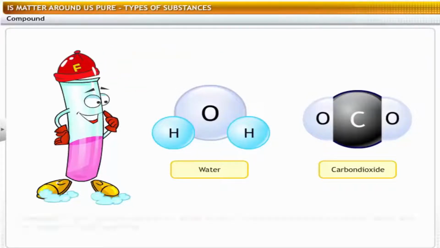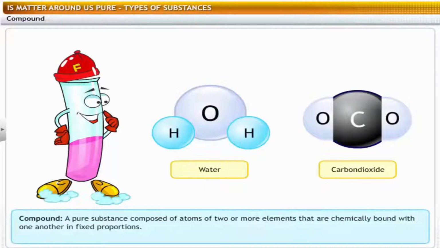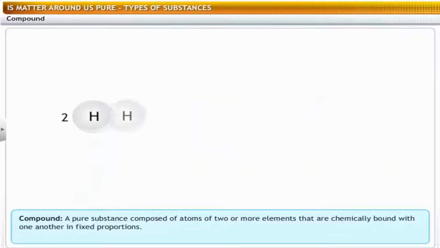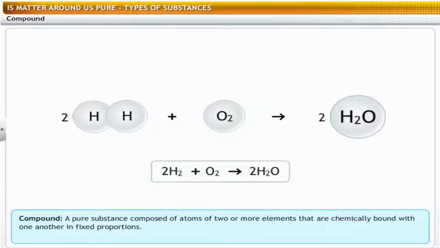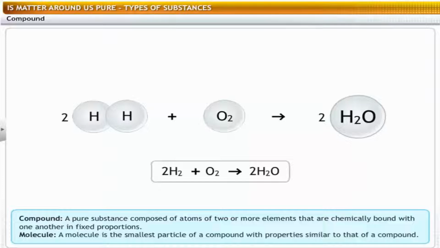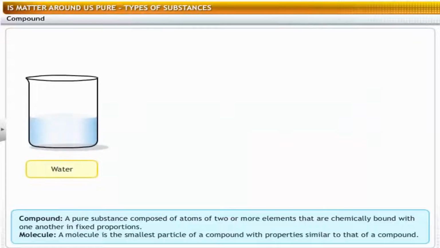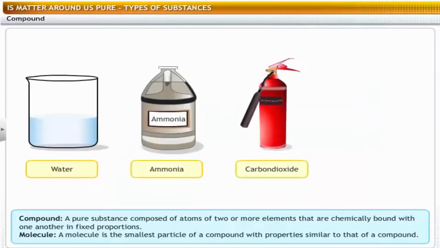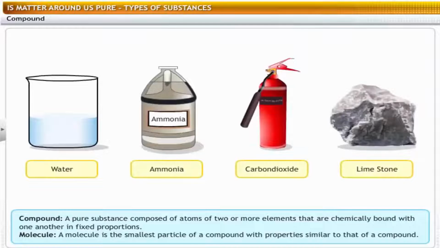No, not quite. A compound is a pure substance that is composed of two or more elements, chemically combined in definite proportion by weight. For example, water is made up of 2 atoms of hydrogen and 1 atom of oxygen. These atoms combine to form a compound known as water. The smallest particle of water is called a molecule. A molecule is the smallest particle of a compound that still has all the properties of a compound. Water, ammonia, carbon dioxide, and limestone are examples of compounds.